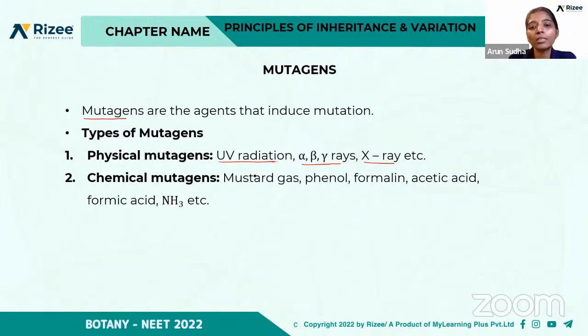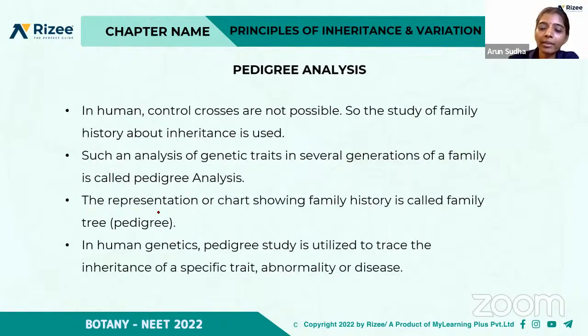So physical mutagens are UV radiations, ionizing radiations, X-rays, and chemical mutagens are mustard gas, phenol, formalin, acetic acid, formic acid, and ammonia. They act as mutagens. Okay. So clear, right? What is mutation, what are the types of mutations, and what are mutagens?